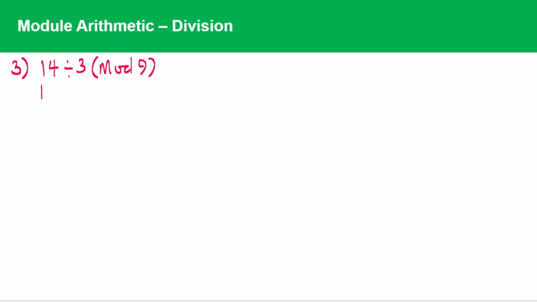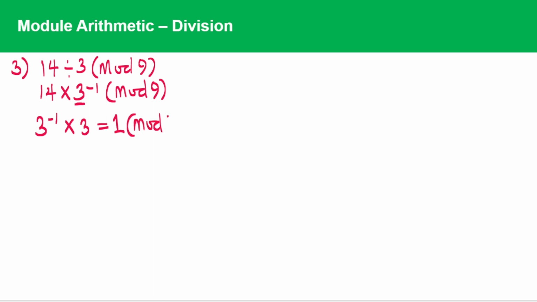Using the multiplicative inverse method, this can be written as 14 times 3 to the power of minus 1 in mod 9. Now, the next step is to find the multiplicative inverse for 3 to the power of minus 1. And that is a number that will multiply 3 to the power of minus 1 in mod 9 to give us 1 in mod 9.